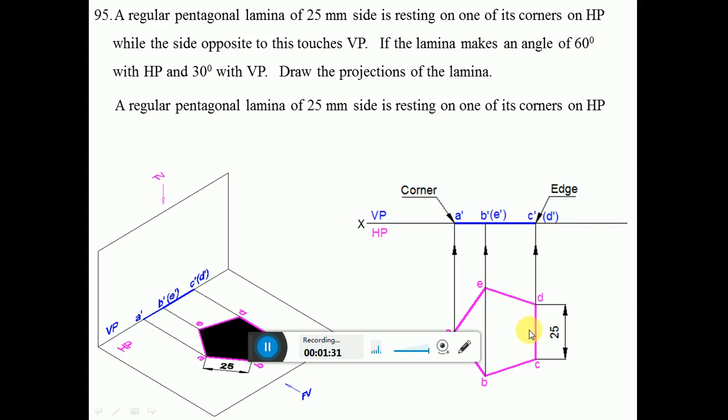Next, construct this pentagon by drawing the construction at an included angle of 108 degree, and then project this to the XY line to get this particular line. Since it is perpendicular to VP, in VP you are getting a line.